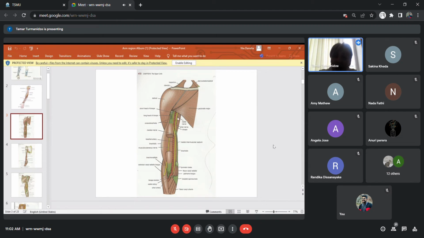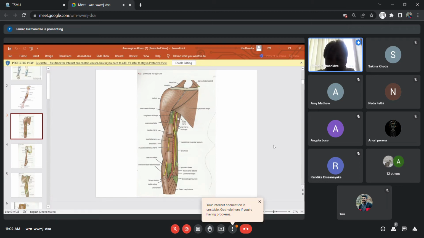Let's start from the ulnar nerve. Now, the origin of the ulnar nerve: it comes from the medial cord of the brachial plexus in the pectoral triangle of the infraclavicular region. When it descends in the shoulder in the subpectoral triangle, the ulnar nerve lies where? Medially to the axillary artery.